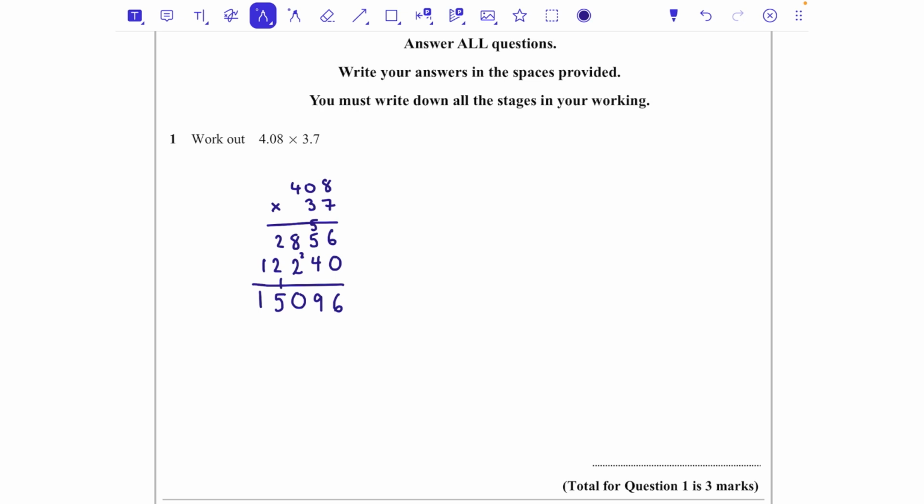Now we would put the decimal point back in. So there's no point doing it with the decimal point in. That always leads to confusion with where it goes at the end. I would just multiply with the digits, and then we'll worry about that decimal point at the end.